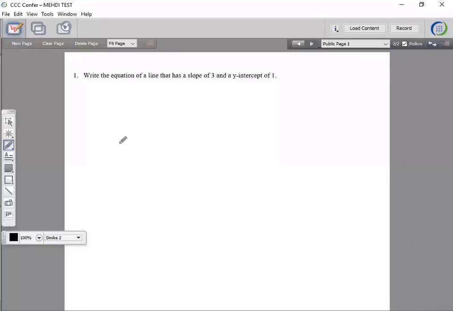Write the equation of the line that has a slope of 3 and y-intercept of 1. We can use y is equal to mx plus b. That's the general equation of the line, with m being the slope. In this case, it says slope is 3. So if I replace m with 3, and the y-intercept is the b, the y-intercept is equal to 1.